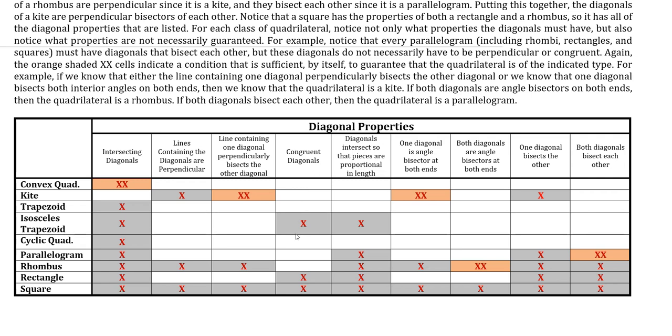Well, that's a property that isosceles trapezoids have. Notice it's not enough to make it an isosceles trapezoid, but it is a property that isosceles trapezoids have. So special isosceles trapezoids like rectangles and squares will have that property.